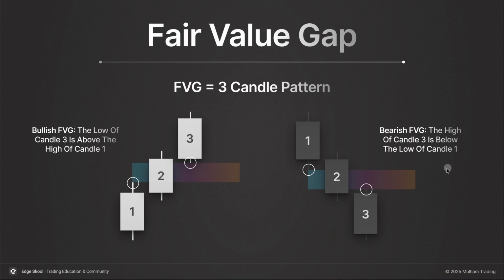Now, same thing here. A bearish fair value gap, on the other hand, is when the high of candle 3, which is this one, is below the low of candle 1. So you see, this one is below the low of candle 1. In other words, same as this scenario, when the low of the first candle does not overlap and touch the high of the third candle.